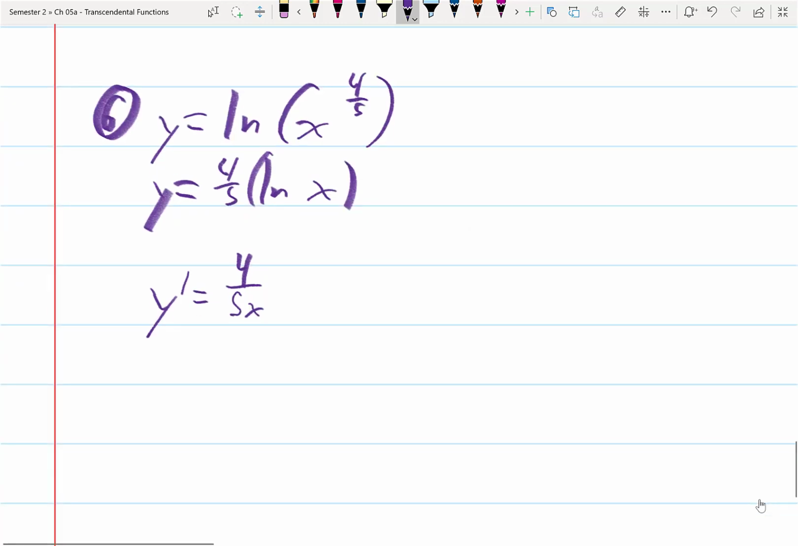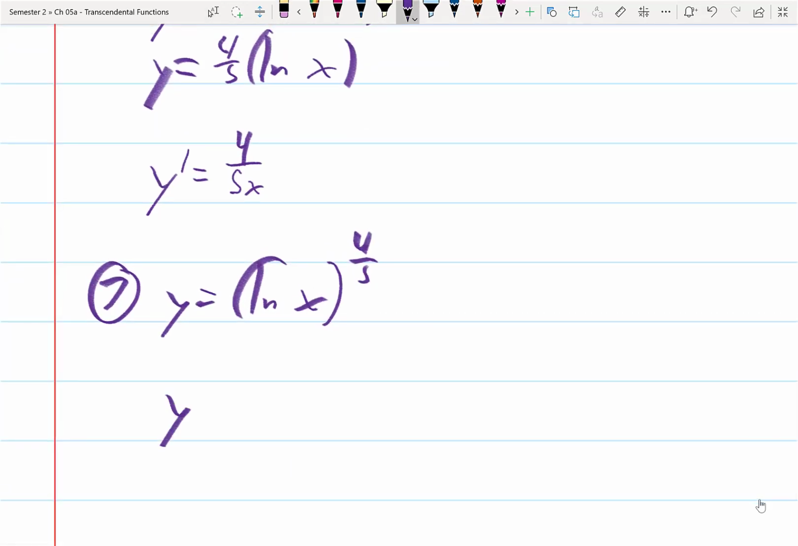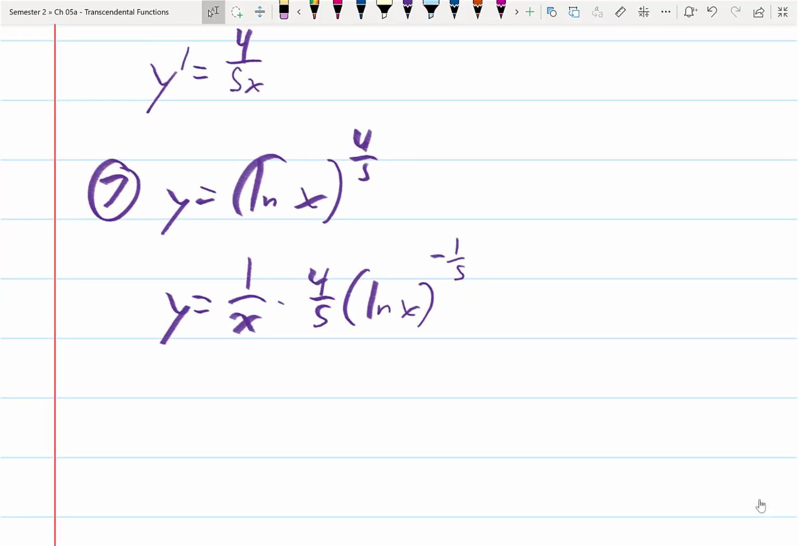Now I want to compare that with this one. If I do y is equal to the ln of x raised to the 4/5, that is not the same thing. I have to chain rule that. That gives me y prime equal to the derivative of the inner, which is 1 over x, times 4/5 natural log of x to the 4/5 minus 1, which is negative 1/5. So if I clean that up, I would get y prime is equal to 4 over 5x, and then ln of x to the negative 1/5.